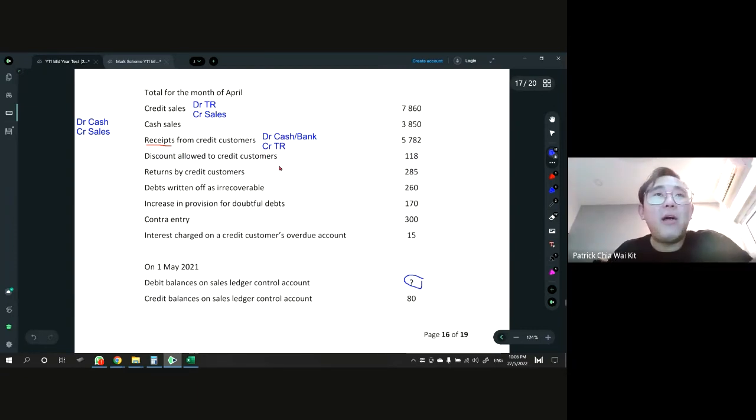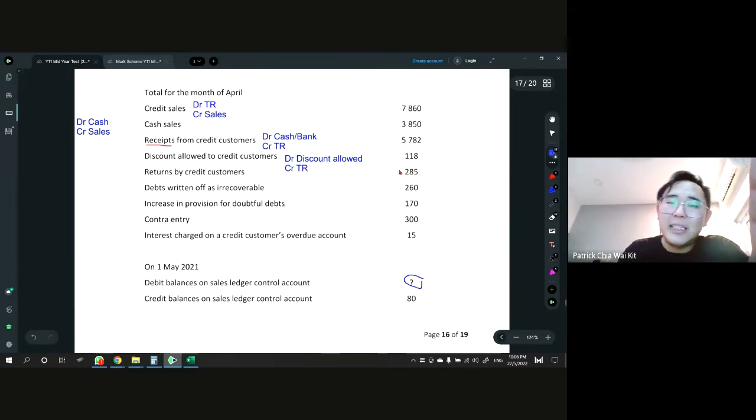Next one, we have discount allowed to credit customer. I'll do discount allowed first because discount allowed is an expense, it's always. And who do we credit? We CR trade receivable, we don't CR cash. You allow people discount, you don't give them money. So we CR TR.